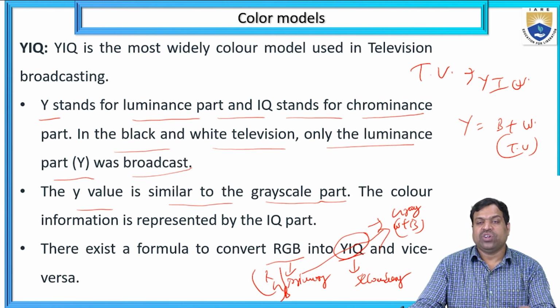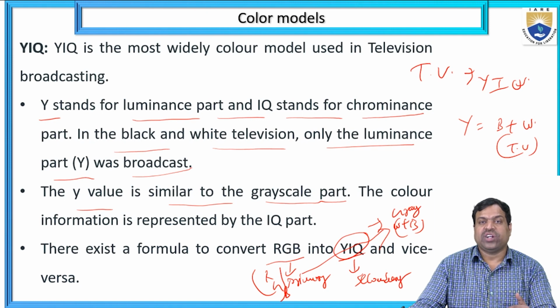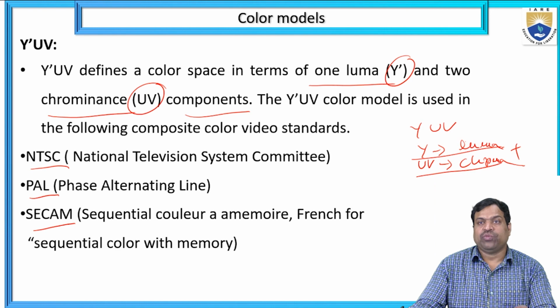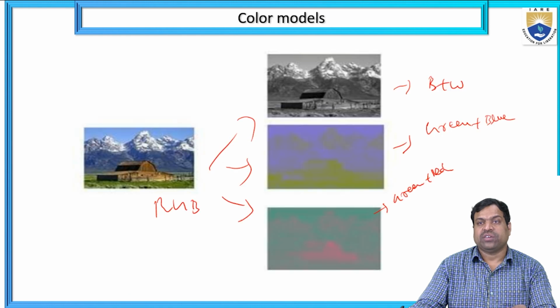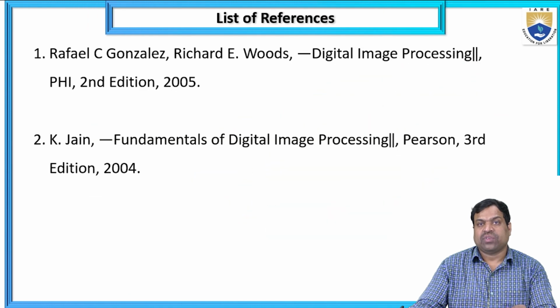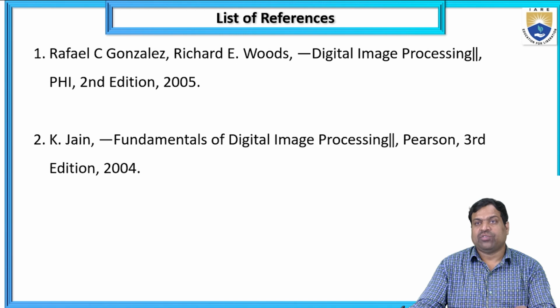Y stands for luminance and IQ stands for chrominance. So the luminance and chrominance combination is YIQ. And YUV is a luma and chroma combination. Y is luma and UV is chroma. Its applications are in NTSC, PAL and SECAM. YCbCr is a color model of luma and chroma components. These are the list of references.